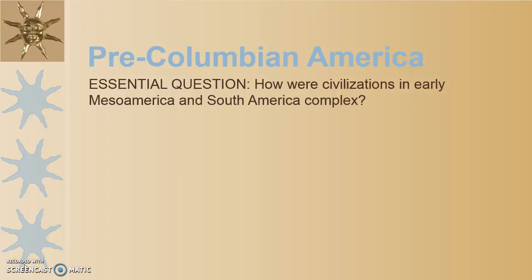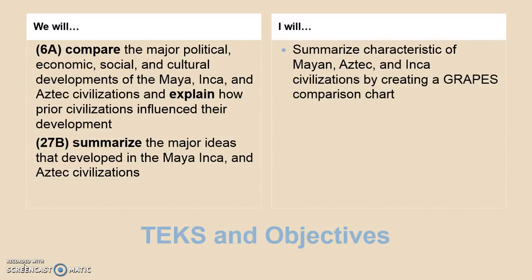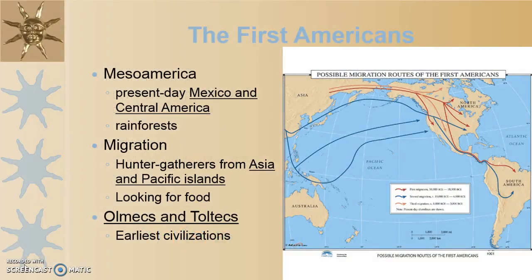Guys, in this video we will be talking about pre-Columbian America. We are going to compare the major political, economic, social, and cultural developments of the Maya, Inca, and Aztec civilizations. We are going to summarize the major ideas that developed in them. And when we are done, you will be able to summarize characteristics of Mayan, Aztec, and Inca civilizations by creating a GRAPES comparison chart.